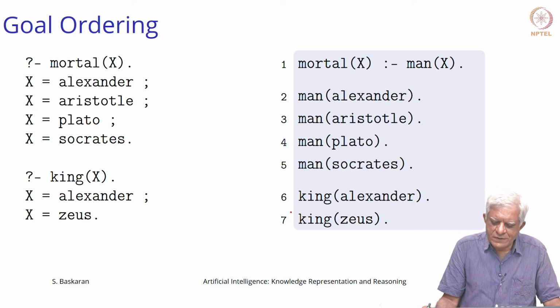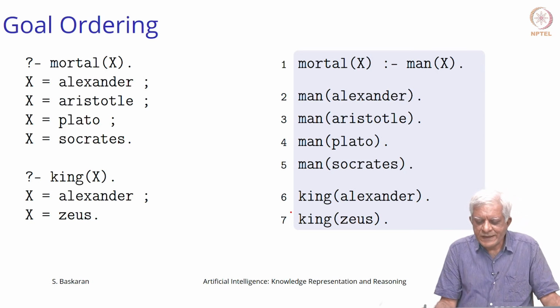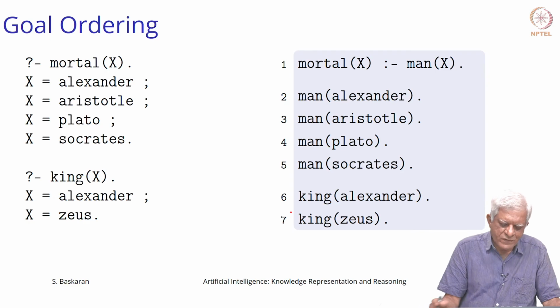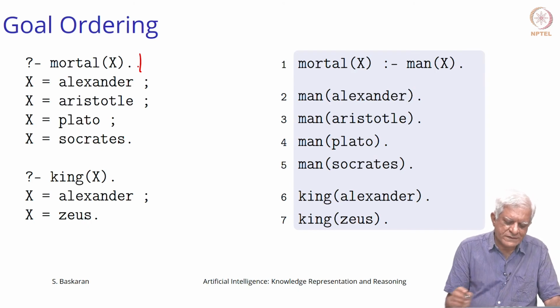So, we have been talking about goal ordering, that goal ordering is important. Here is our favorite statement. We started the course with all men are mortal. X is mortal if X is a man, and we have some data. Alexander, Aristotle, Plato, Socrates, these are men, and Alexander is a king and Zeus is a king essentially. So, if we ask a query, is there somebody who is mortal? Our program will give us all the four answers, as you can see here.